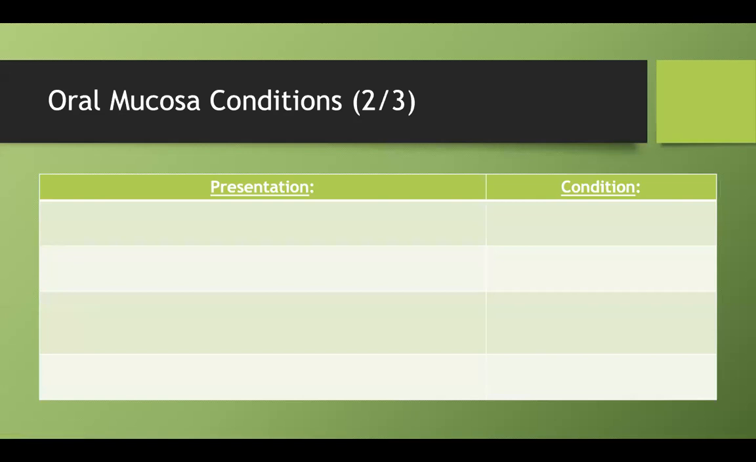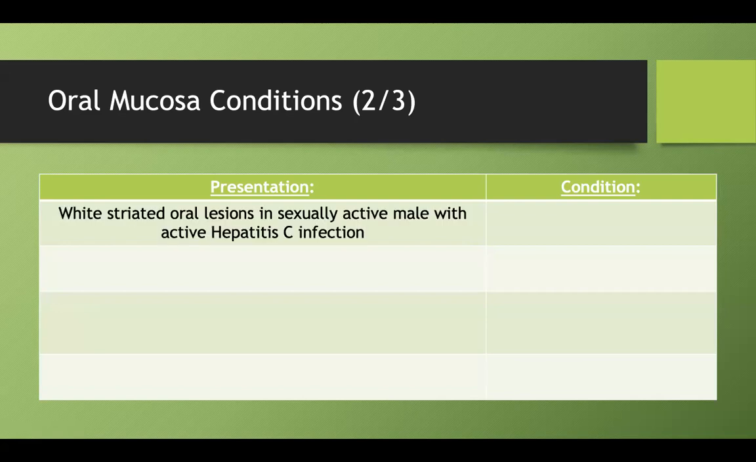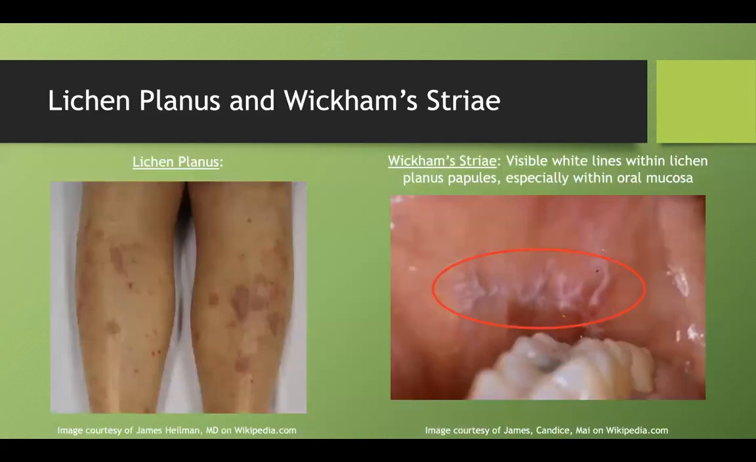A little bit more about oral mucosa conditions, but no longer talking about canker sores. What if you see somebody with white striated oral lesions in a sexually active male with hepatitis C? If you guessed it, that's lichen planus in the mouth, also referred to as Wickham striae. If you check out our liver lecture later on, you'll see I talk about hep C and all of its different complications, like the cryoglobulinemias, the lymphoma you can get, all the kidney diseases. But one of them is this rash here, and you can see Wickham striae located right here in the mouth.